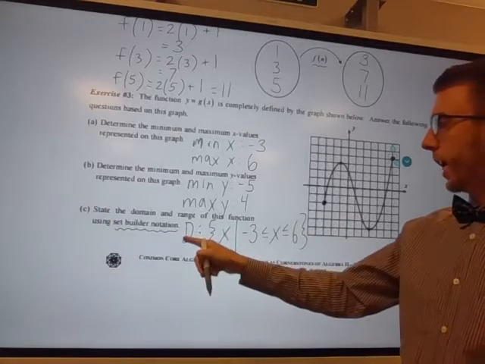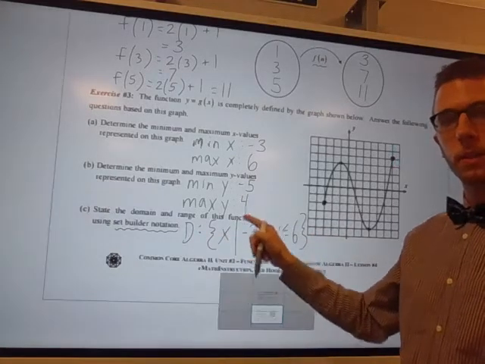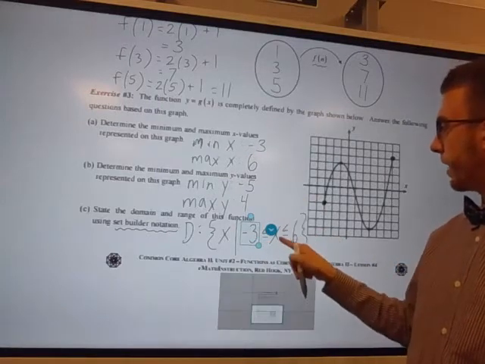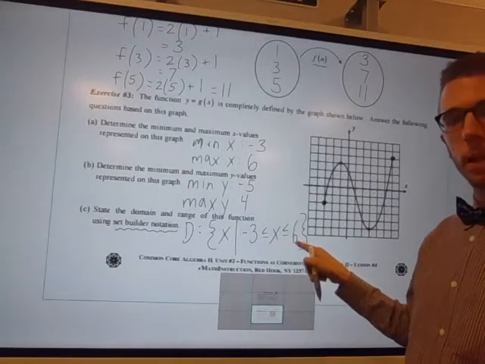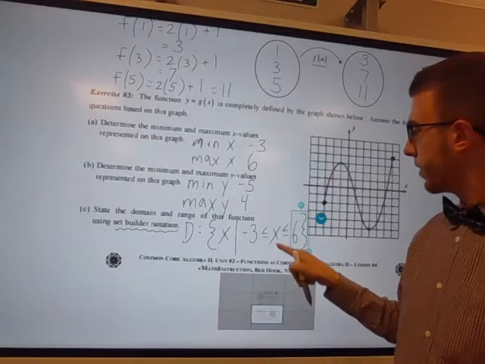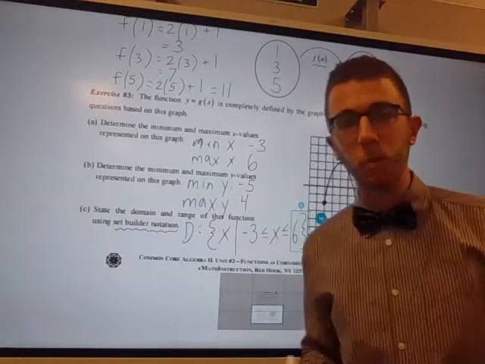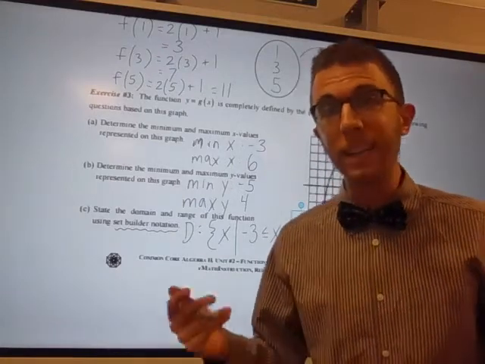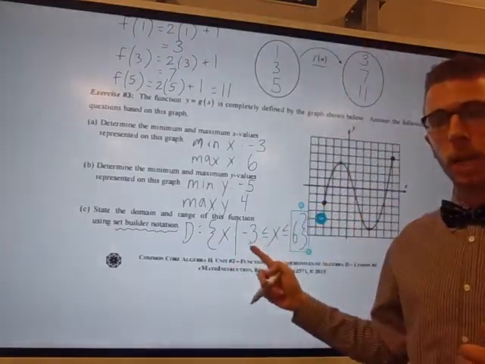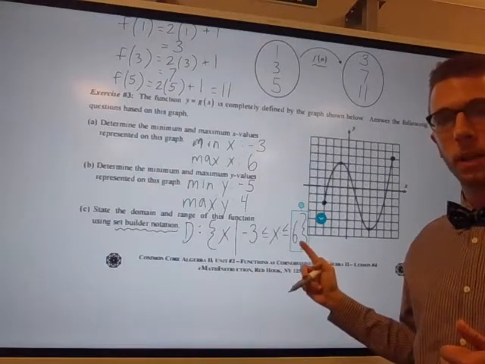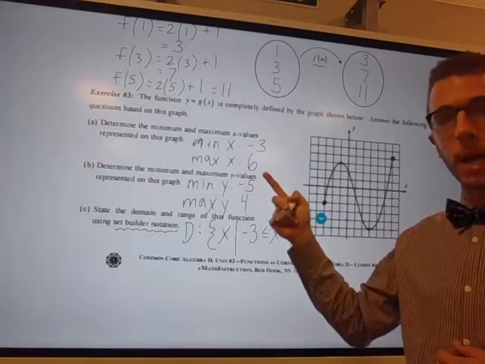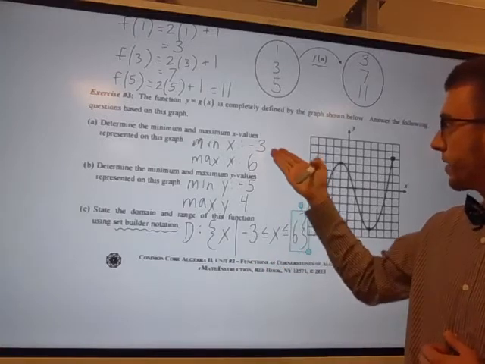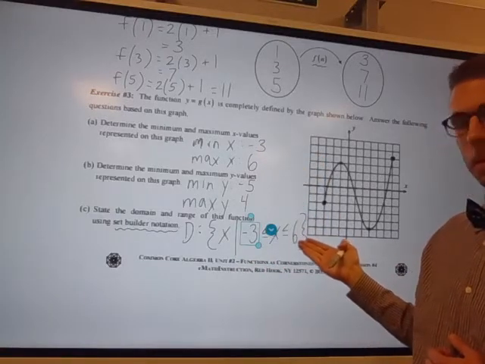Again, our domain is all the x's such that -3 is less than or equal to x, which is less than or equal to 6. So this just means, in different words, that x is all the values between and including -3 and +6. Once you pick out your minimum and maximum, it's very easy to write out what the domain is. These numbers here just fall into place.